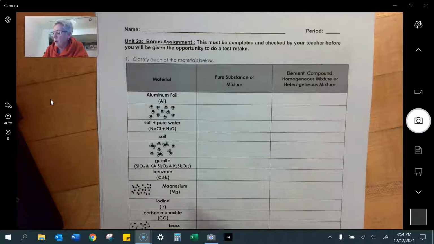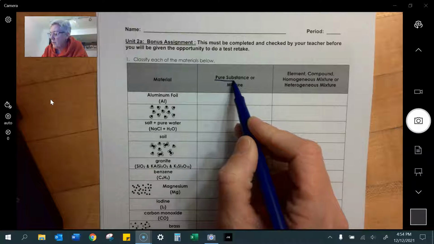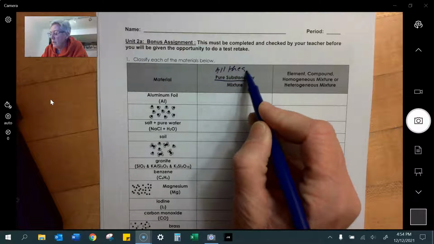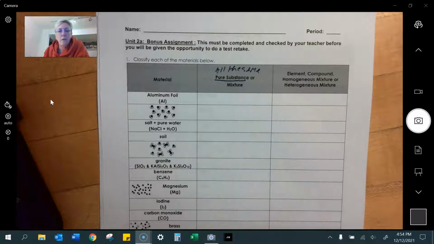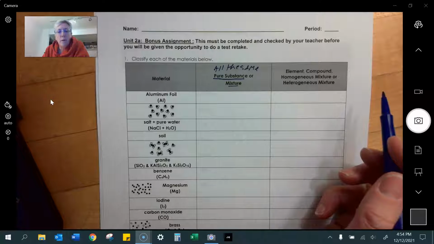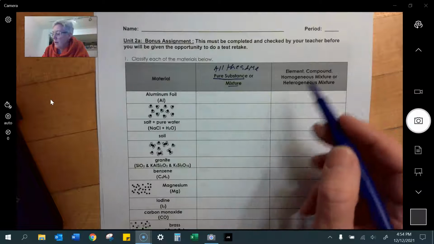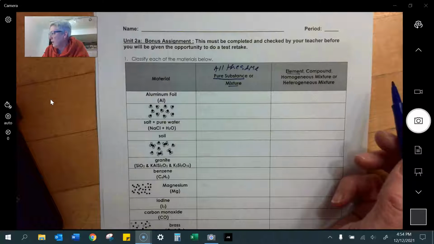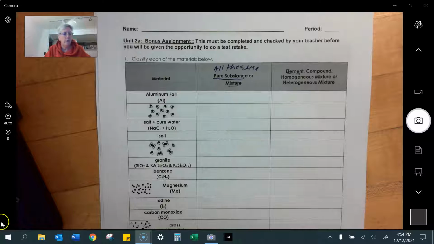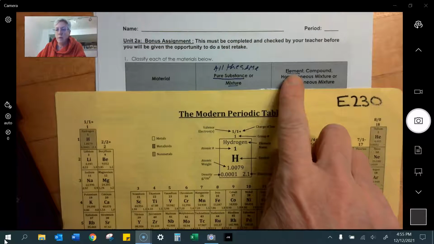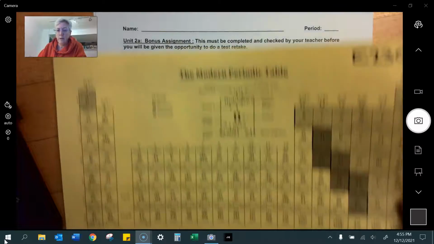Something that's pure has everything in there the same, so all the same stuff is in there. If you have a mixture, you have more than one type of thing present. Okay? All right, and then an element is something off the periodic table. I actually have one here, just a minute. Okay, so an element is anything that's on your periodic table.